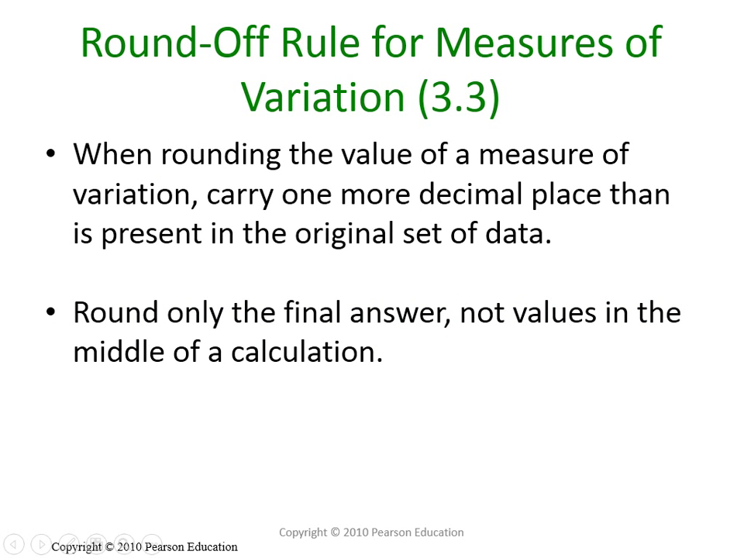The round-off rule for measures of variation: when rounding the value of a measure of variation, carry one more decimal place than is present in the original data set. So round only your final answer. Do not round the stuff in the middle.